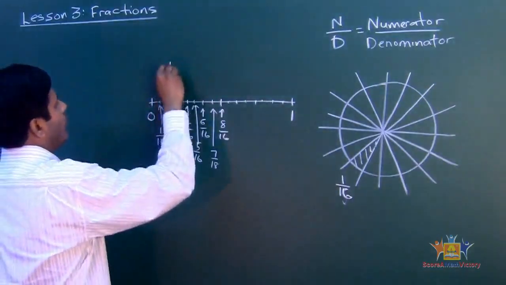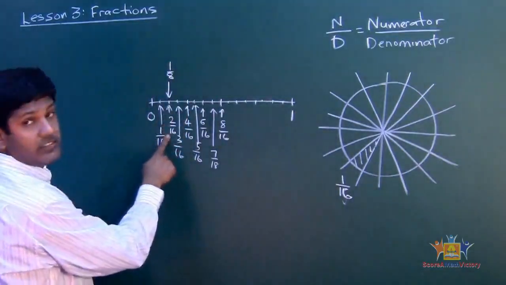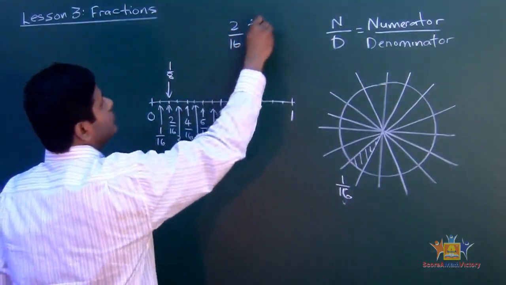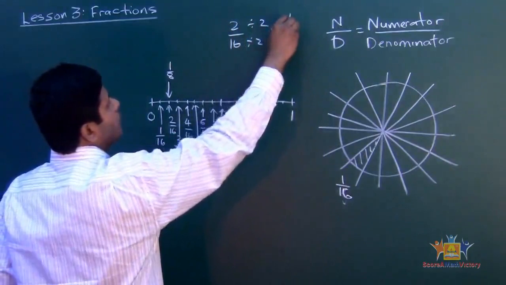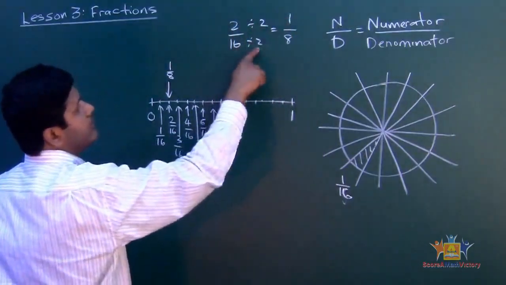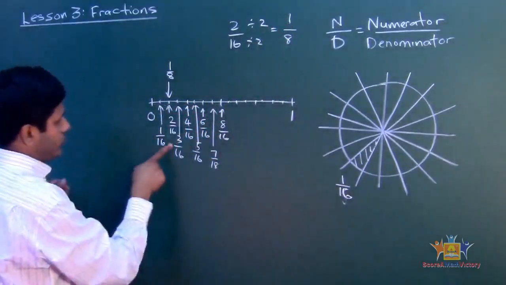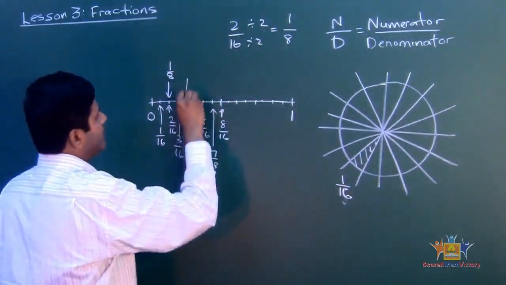This one will give me 1/8 because this is 2 over 16. Remember? 2 over 16. I can divide this by 2, I can divide this by 2. Gives me 1 over 8. 16 divided by 2 is 8, 2 divided by 2 is 1. And so that is 1 over 8. 3 over 16 I cannot simplify. I can simplify this one.